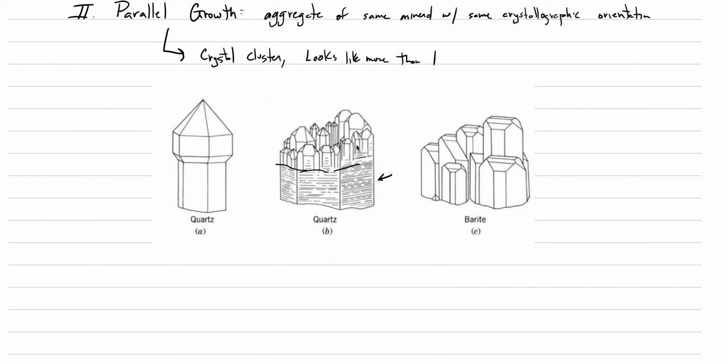Each one of these actually will have the lattice perfectly aligned with every other one of them because it is the same crystal, just with multiple terminations. This is called a scepter, and not just quartz does it, a lot of other minerals do it as well. Here's an example of barite. All right, and it's parallel because, you can imagine the lattice is parallel in every single one of these. And if we were to look at it microscopically, we would see that they're all parallel as well.